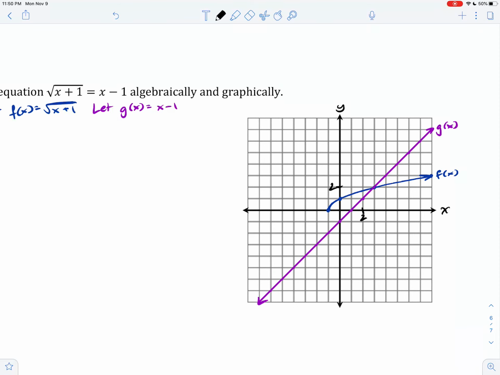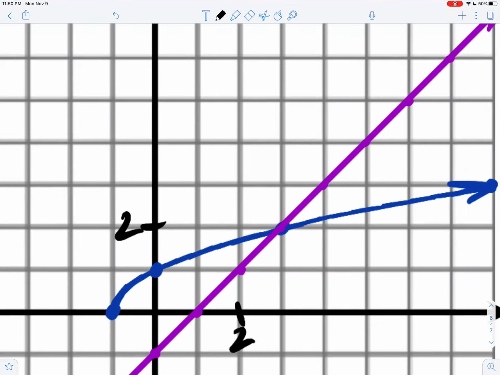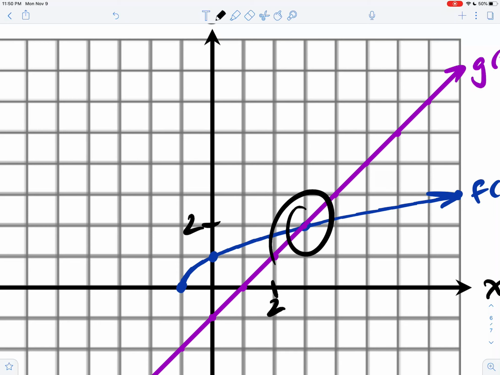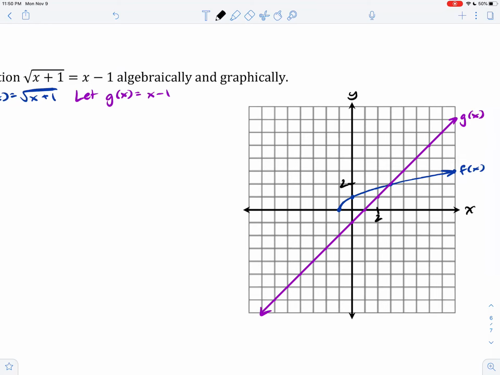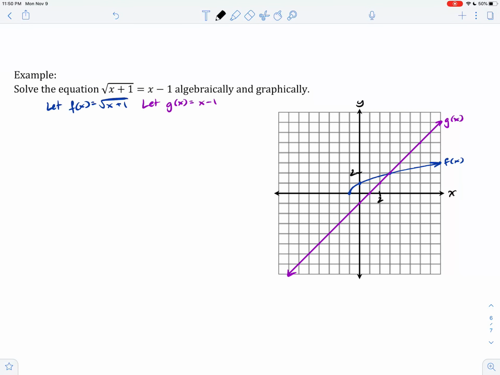According to this, we have a solution right there at that point of intersection. That's where these two expressions give us the same y value based on their current x value. So what's the solution? Solution should be that x is equal to 3, because that's the point of intersection.